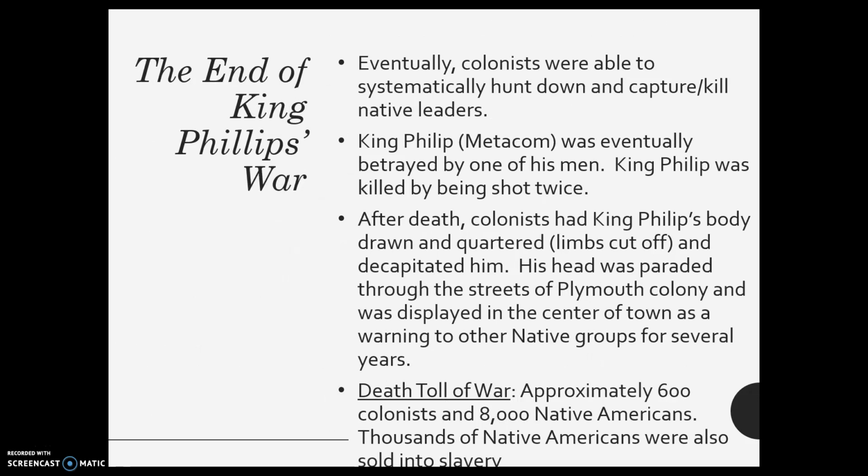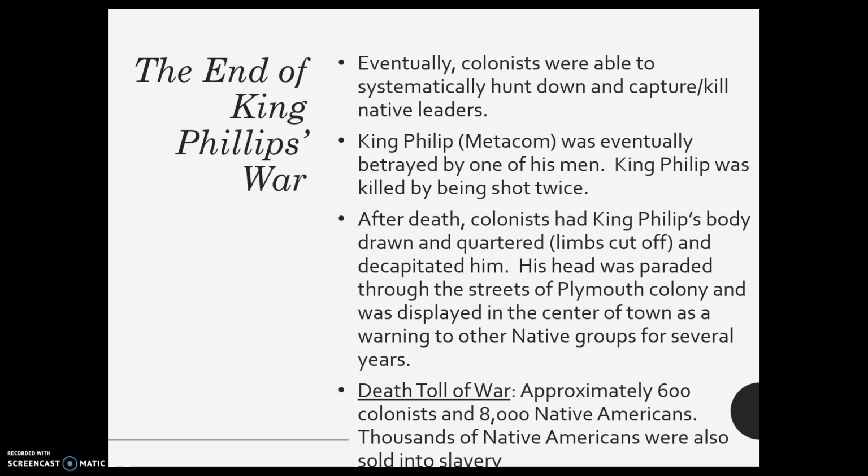Metacom is eventually sold out by his own men. He was then killed in Plymouth. He's captured and killed, executed. And what they did was they drew and quartered him. That means they cut off all his limbs and cut off his head as a message to the other Native Americans. His head was carried through the streets of Plymouth, displayed in the center of town for a while for everybody to see. So it's quite brutal, as you can see.